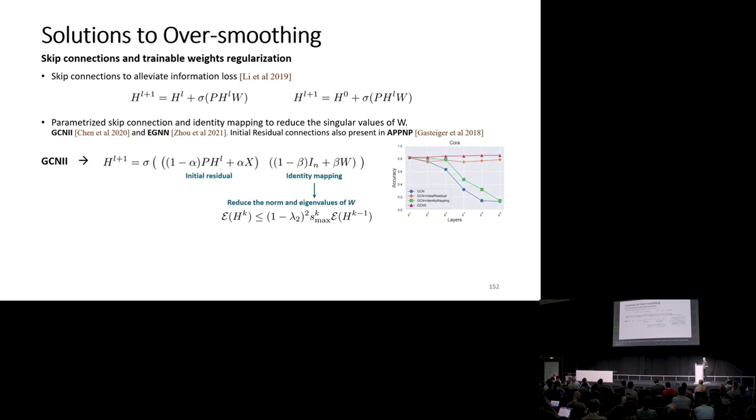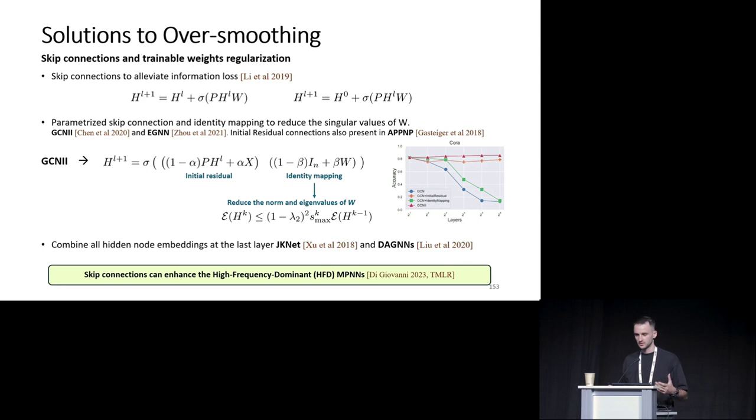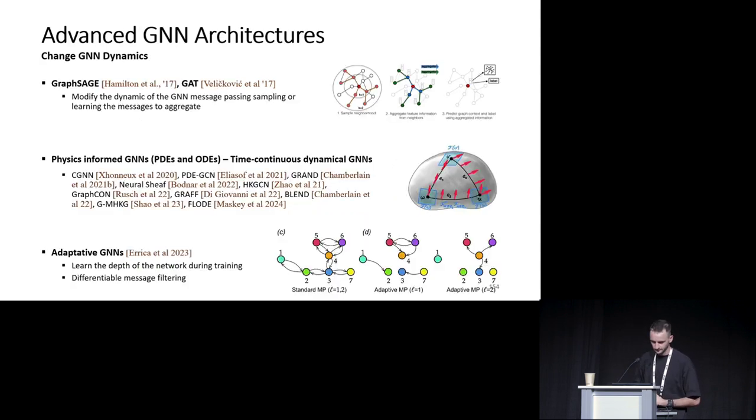And this is the figure that I showed before. These are, with the two approaches, kind of the accuracy keeps similar if you keep adding nodes. Yeah, and you can just do the skip connection in many different ways. The idea is that you try to avoid this Laplacian smoothing effect of graph neural networks, and you want to perform some kind of tricks that enhance the high frequency dominant behavior of the MPNN.